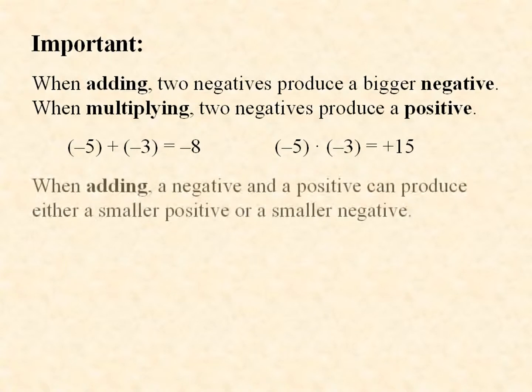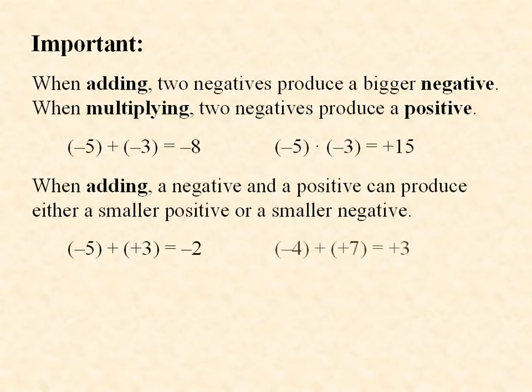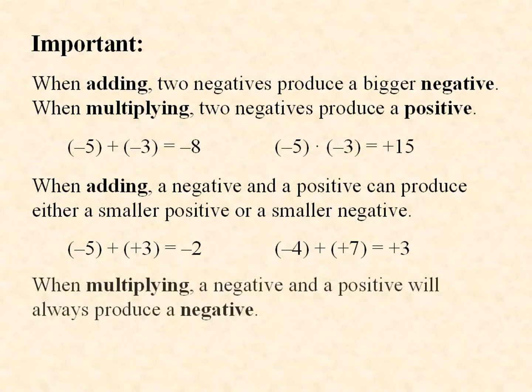When adding, a negative and a positive can produce either a smaller positive or a smaller negative. For example, -5 and +3 add to -2, and -4 and +7 add to +3. When multiplying, a negative and a positive will always produce a negative. -5 times +3 is -15. +7 times -4 is -28.